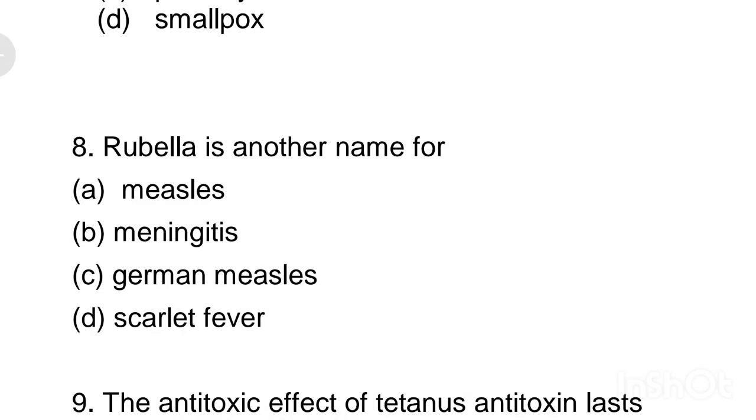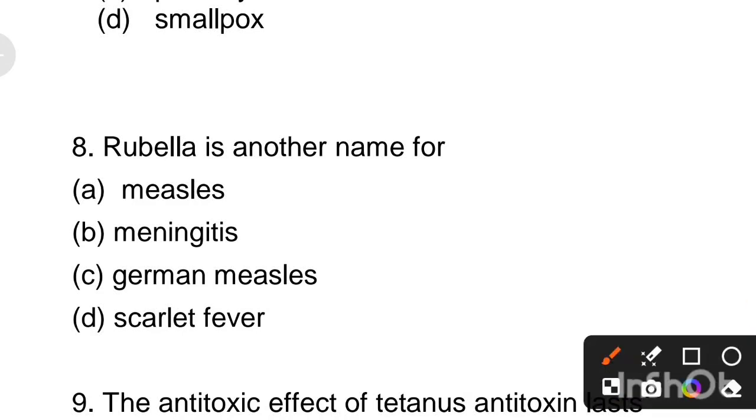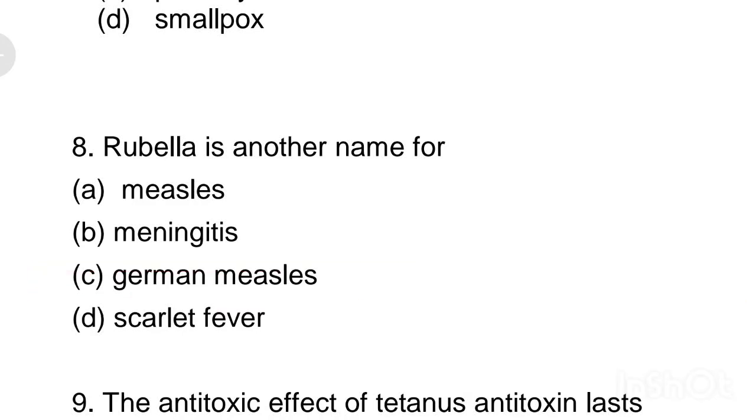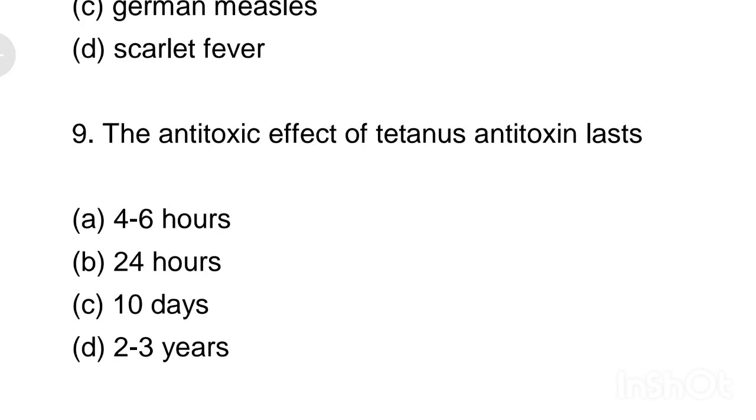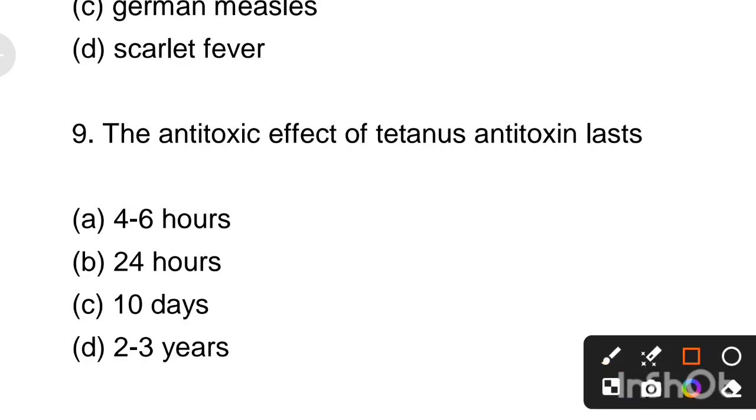Rubella is another name for: option A, measles; option B, meningitis; option C, German measles; option D, scarlet fever. Correct answer is option C, German measles. The antitoxic effect of tetanus antitoxin lasts: option A, 4 to 6 hours; option B, 24 hours; option C, 10 days; option D, 2 to 3 years. Correct answer is option C, 10 days.